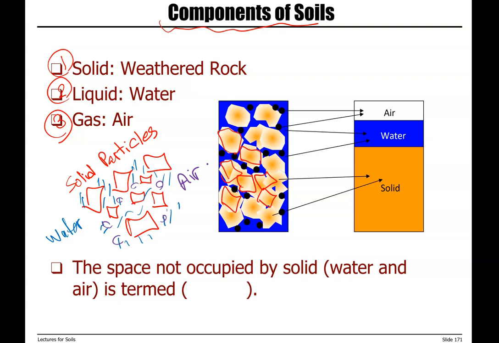So again, soil has 3 main components or three main phases: gas or air, liquid or water, solid or weathered rock particles. The combination of air and water, or the space between the solid particles, or the space not occupied by solid, is called void.